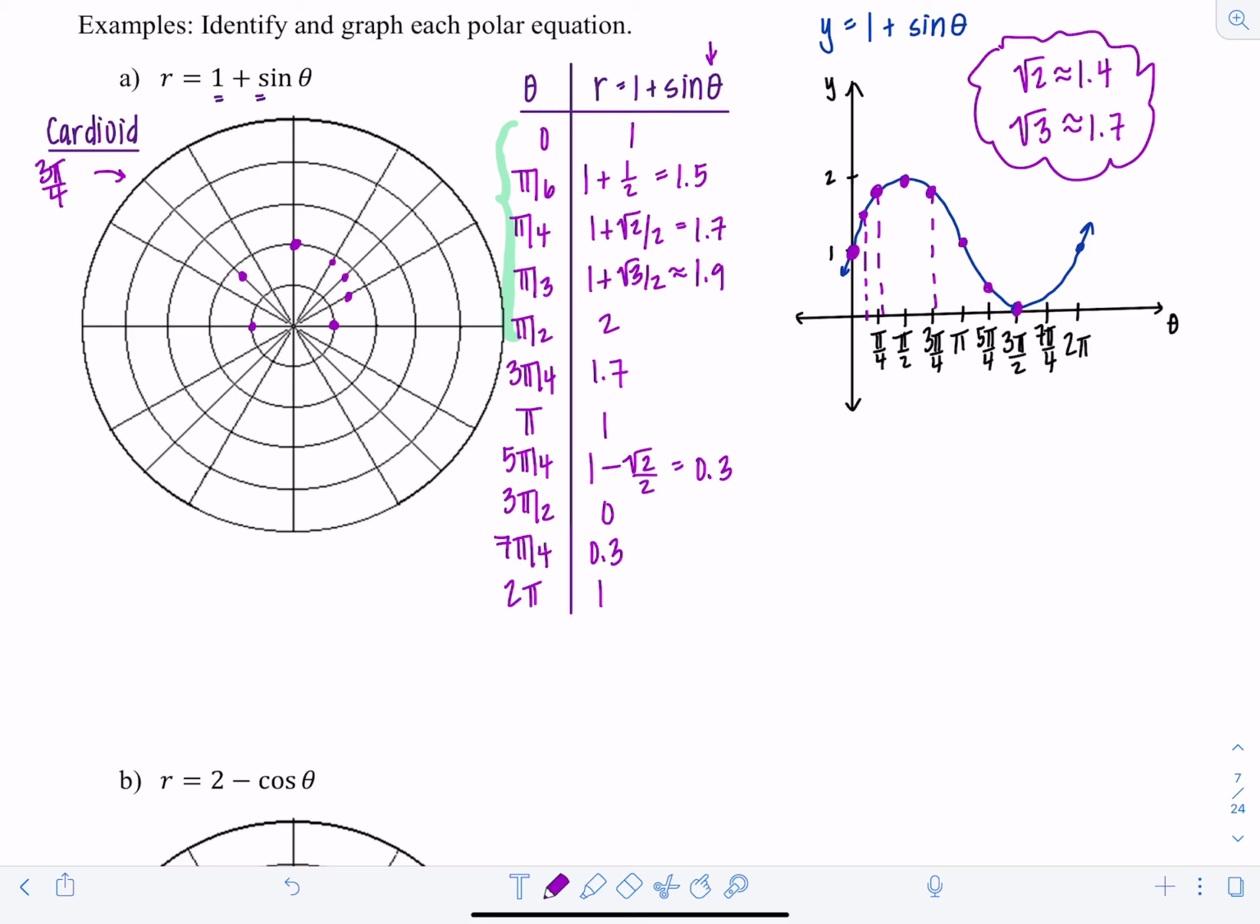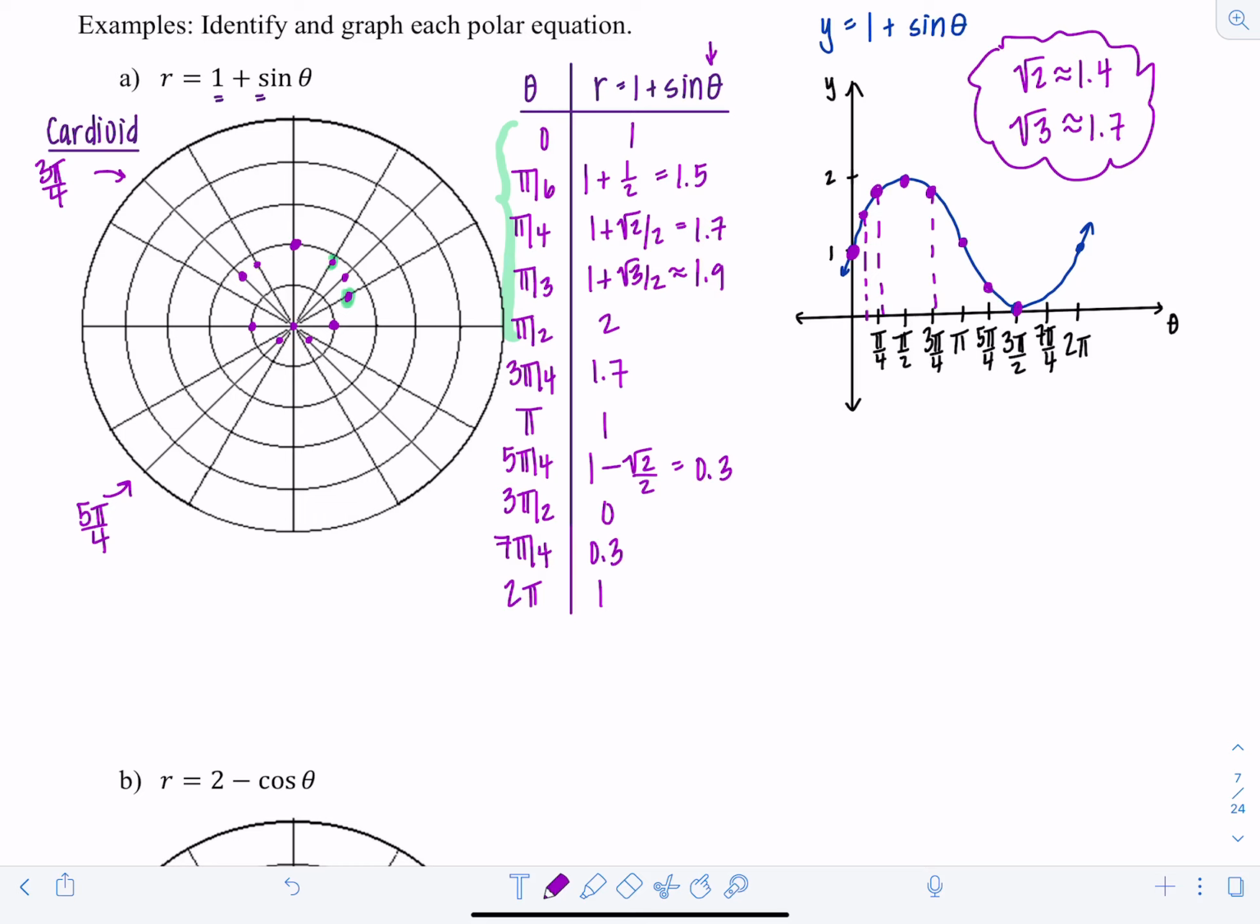And then we have 5 pi over 4. Here's 5 pi over 4. We're at 0.3. 3 pi over 2, 0. 7 pi over 4, 0.3, and then 2 pi, 1. So if you want, you could mirror. So I could mirror this point, excuse me, and this point here, because I know it's going to be symmetric.